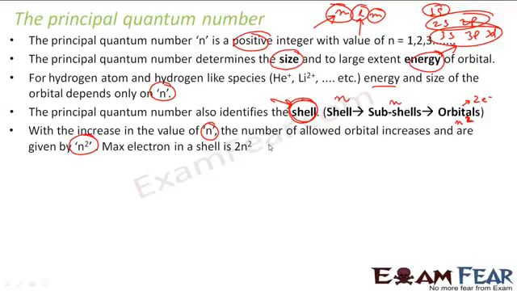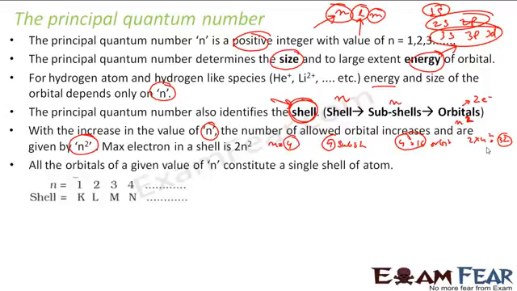For example, n is equal to 4. In the fourth shell, you have 4 subshells, 4 square, that is 16 orbitals, and 2 into 4 square, that is 32 electrons. So the fourth shell will have 4 subshells, 16 orbitals and 32 electrons. That's how it is. If you are getting confused, just hold on. We'll have slides where the doubts will be cleared.